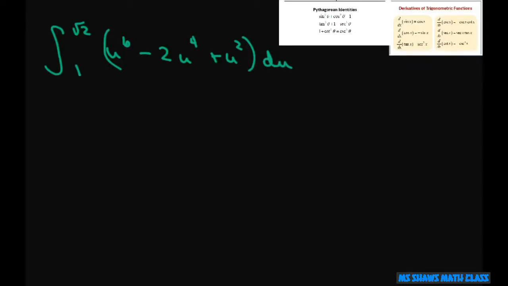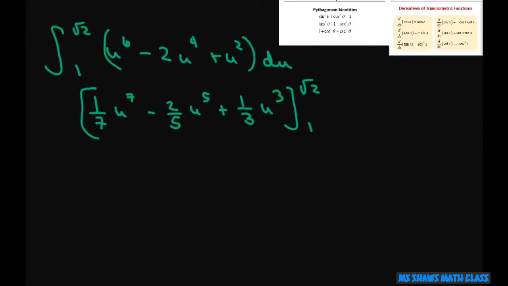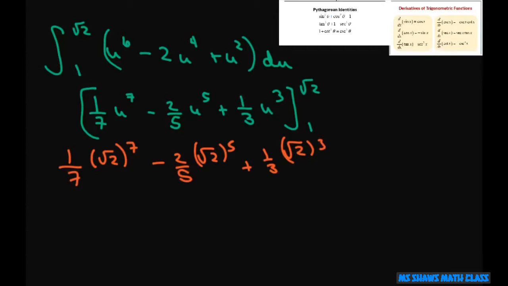Now we can integrate, and we get 1/7 u to the 7th minus 2/5 u to the 5th plus 1/3 u cubed, and we're evaluating it from 1 to square root of 2. So let's plug in our values. So this is going to be 1/7 times square root of 2 to the 7th minus 2/5 square root of 2 to the 5th plus 1/3 square root of 2 to the 3rd power, minus, and when you subtract, you're just plugging in 1, so that's 1/7 minus 2/5 plus 1/3.